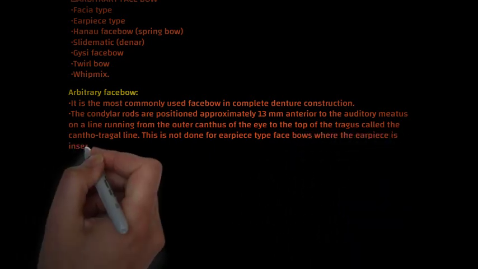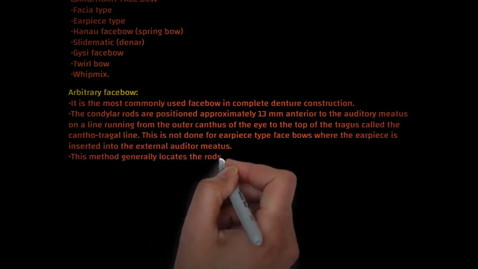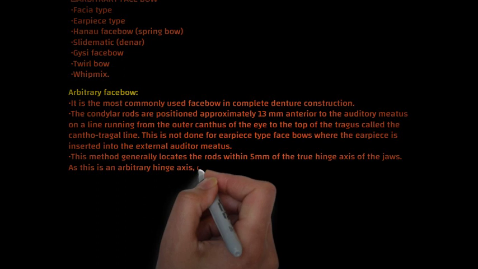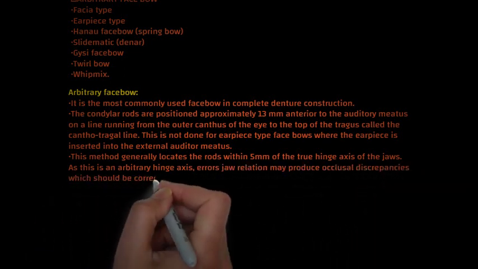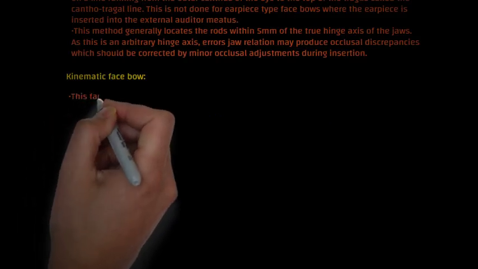This is not done for earpiece-type face bows where the earpiece is inserted into the external auditory meatus. This method generally locates the rods within 5 mm of the true hinge axis of the jaws. As this is an arbitrary hinge axis, errors in jaw relation may produce occlusal discrepancies, which should be corrected by minor occlusal adjustments during insertion.